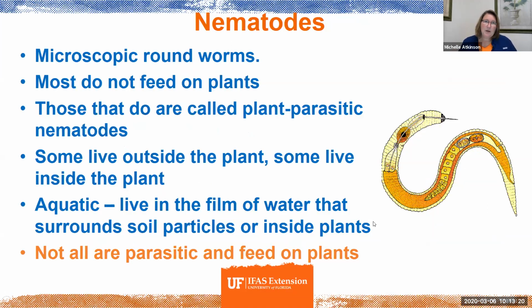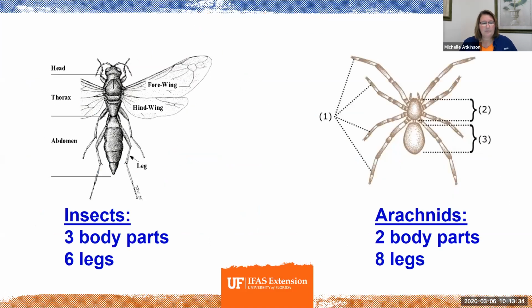Remember our friends, the nematodes, those little round worms? Well, remember that not all nematodes are parasitic and feed on plants. Some nematodes actually feed on other nematodes, and they're beneficial. They're good. So not all of them are bad guys. Remember that insects have 3 body parts and 6 legs, where our arachnids, or spiders or mites, have 2 body parts and 8 legs by definition.